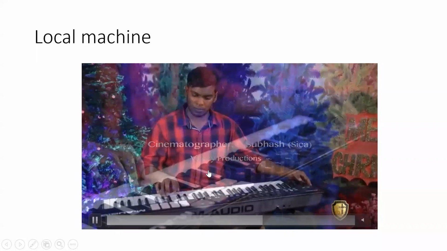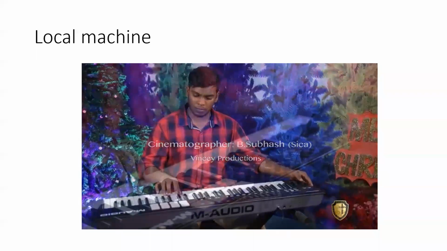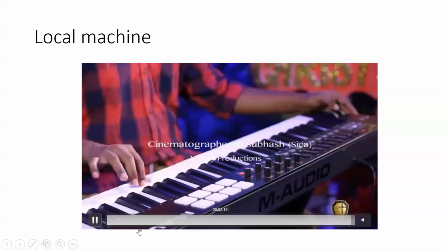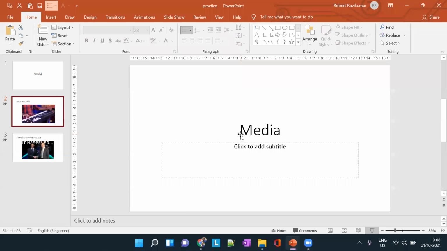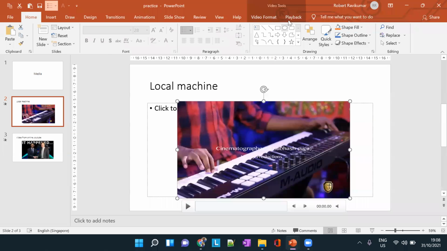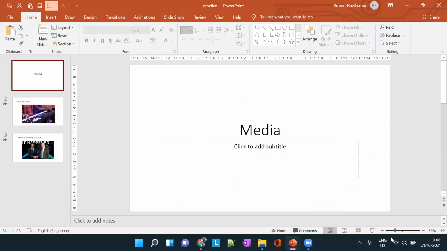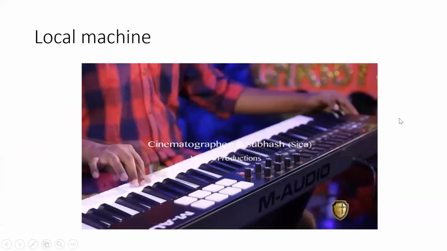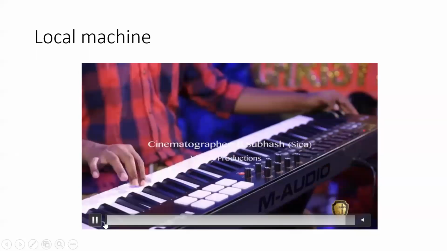So this is called loop until stopped. It keeps on playing again and again until it's stopped. When I click the stop button, now it will be stopped and it won't run again. And rewind after playing. If I choose this, once it is done playing, it will go to the start place again, but it won't be playing.